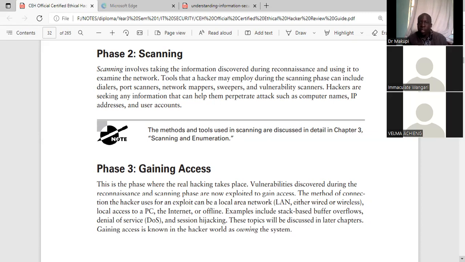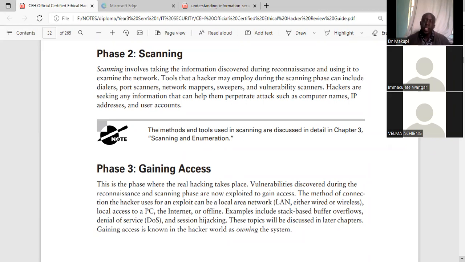So you are trying to take information discovered during reconnaissance and use it to examine the network. And this is what happens. And I'm talking about ethical hacking. Tomorrow you will be chief security officer or in charge of information security in organizations, or you are employed as an ethical hacker to test vulnerabilities within systems in organizations. So you need to understand the steps clearly.